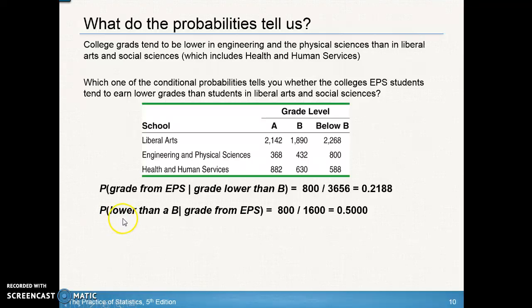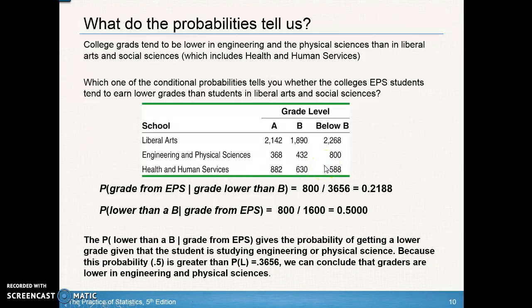What is the difference when it's lower than a B given that they're from engineering and physical sciences? Now we're changing here. Knowing that they're from engineering and physical sciences, that's going to be my total right here. Grade from engineering and physical sciences is the given. What is the probability that they're lower than a B? That's 800 lower than a B out of the total of 1600. So 50% of the grades from engineering and physical sciences are lower than a B. That's pretty high.